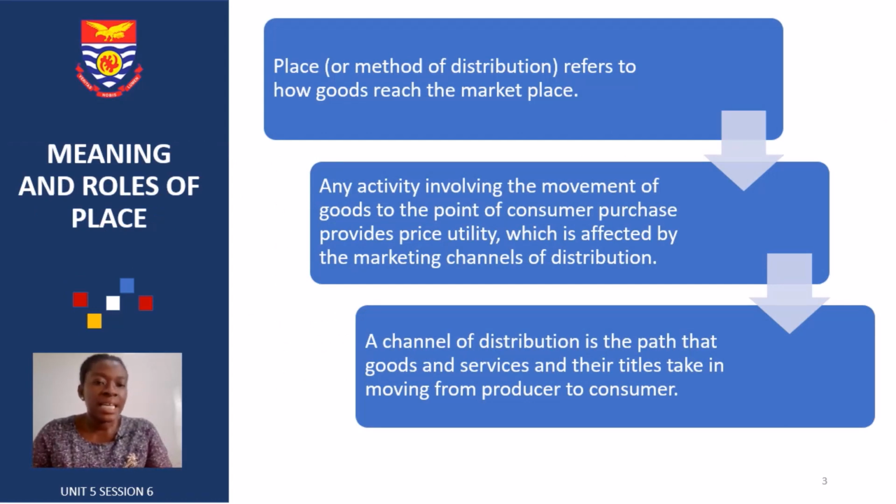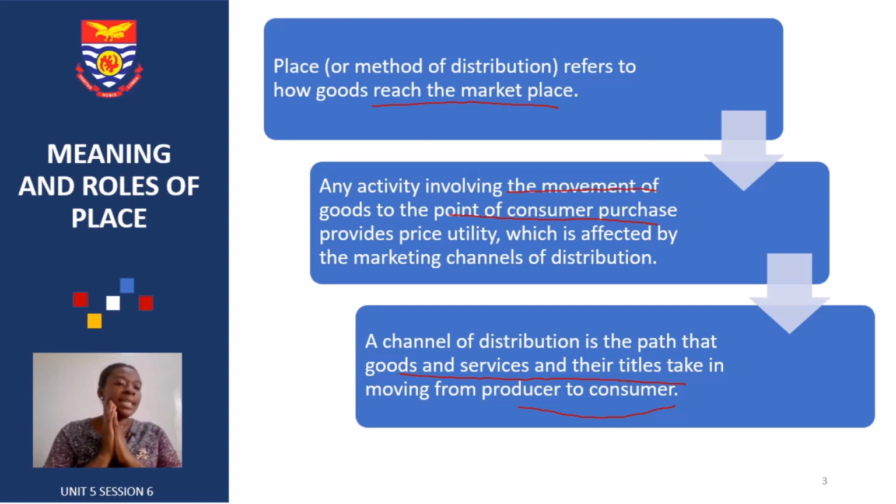So when we're looking at place, we are actually looking at how to get the goods to the marketplace. It's all about letting the goods or service reach the final consumer or the buyer at the marketplace. It involves the movement of goods from one point to the point of consumer purchase, and provides price utility, which is affected by the market channel of distribution. A channel of distribution is the path that the good or service and its title take in moving from the producer to the buyer or the consumer.